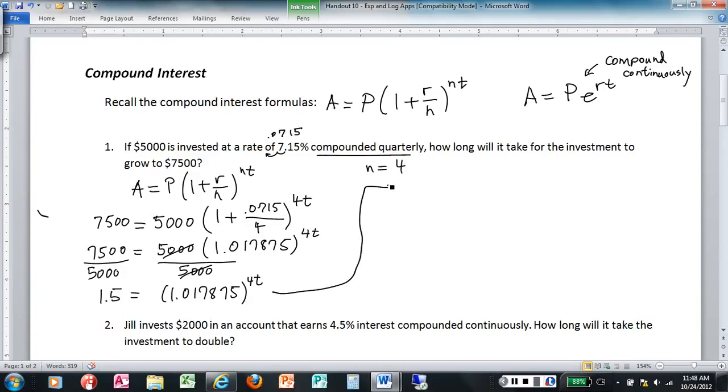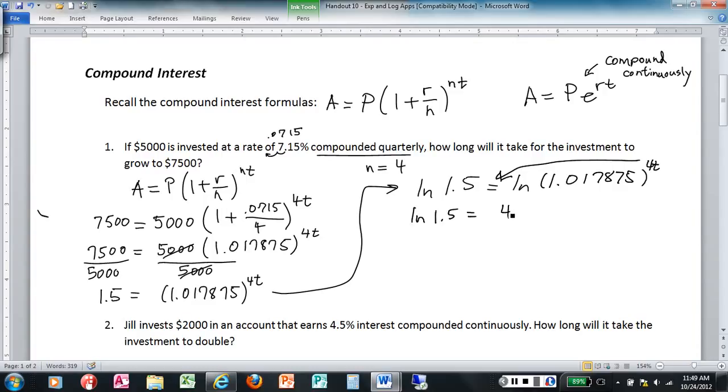The next step is move up over here, take the logarithm of both sides, ln both sides, ln 1.5, and then ln the right, so we have ln of 1.017875 to the 4t power. Okay? Why do we do that? Well, since it's a logarithm, I can bring this power out front here. So it'd be ln of 1.5 equals 4t ln of 1.017875.